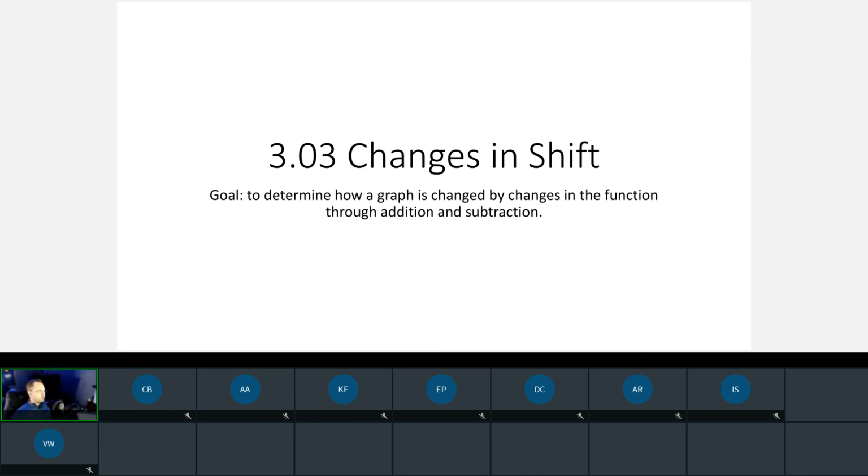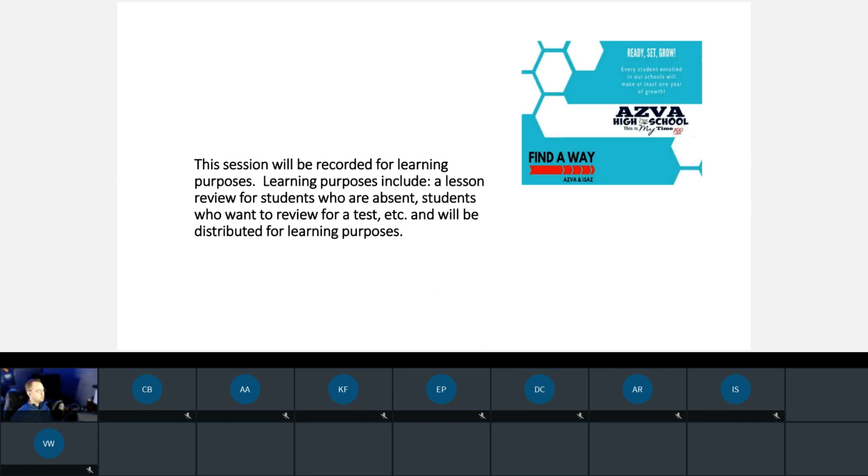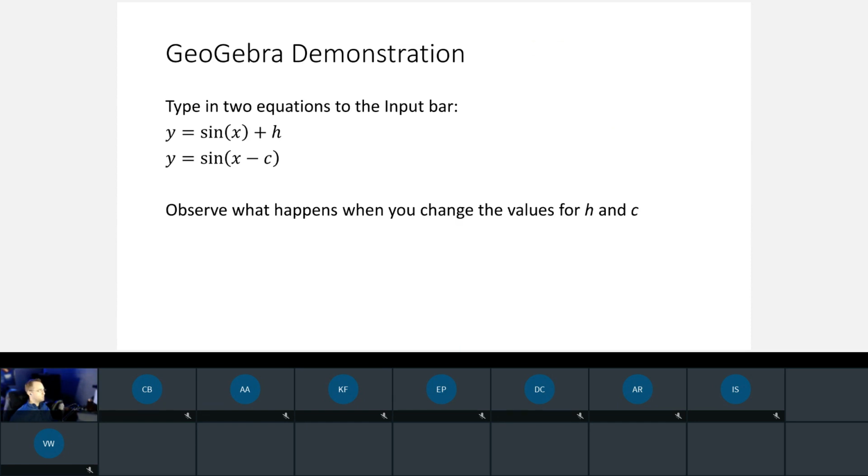All right, so we are in 3.03. This is day number 2, changes and shift. All right, we're being recorded as always. All right, so this should look somewhat familiar from last term when we talked about vertical and horizontal shifts. So remember the H and K. So this plus H or minus H, this is your vertical shift.